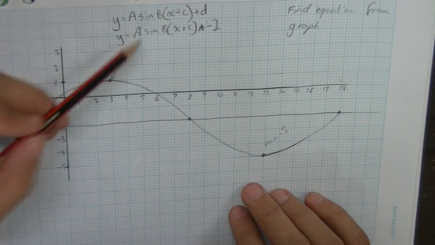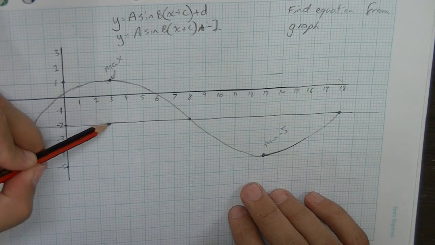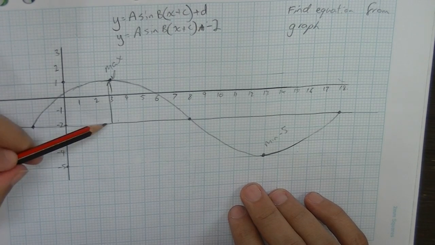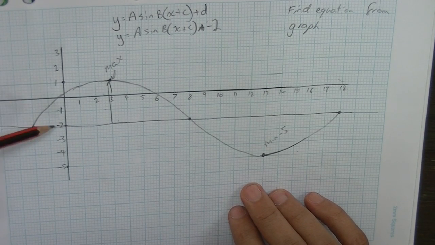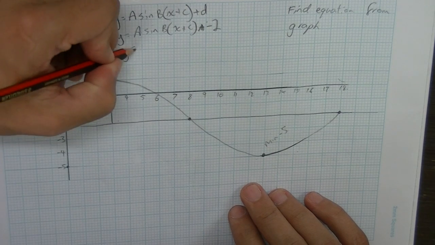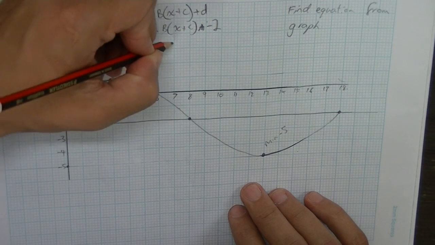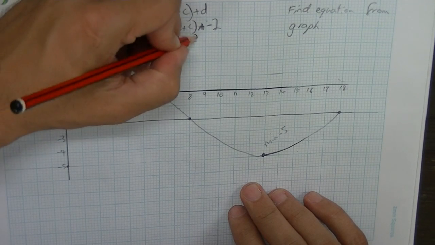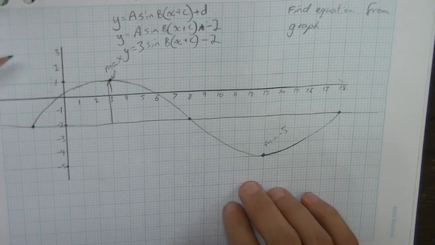Next thing here is to look at our amplitude. That's the difference from the middle to the top, or from the middle to the bottom. We can see that that distance is 1, 2, 3, 3 units. So y equals 3 sine(bx plus c) minus 2.